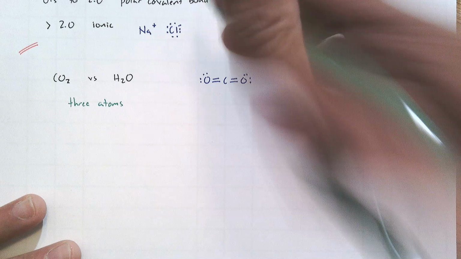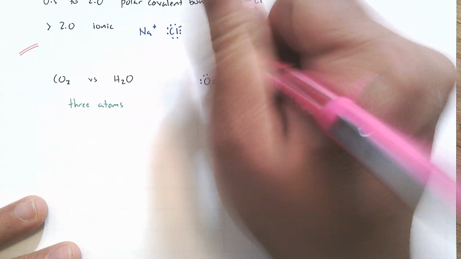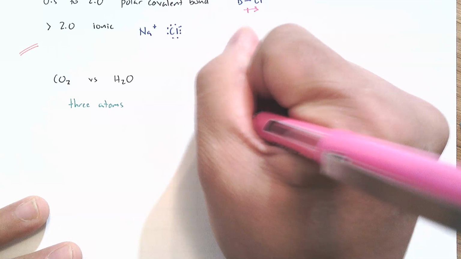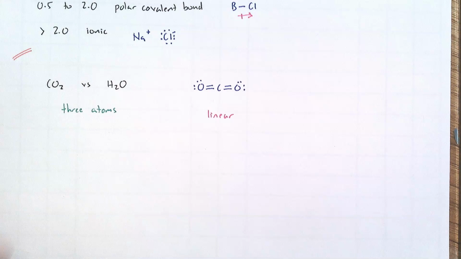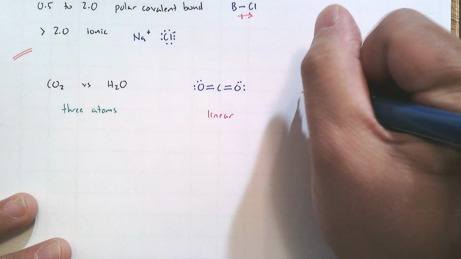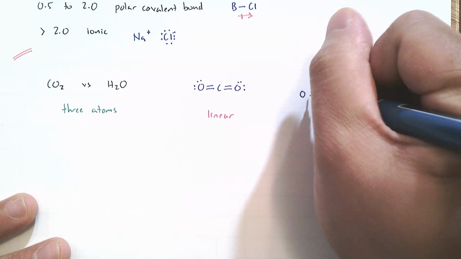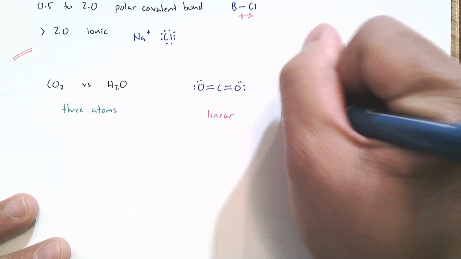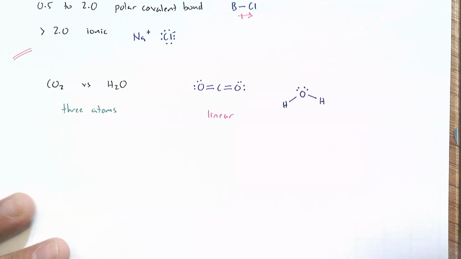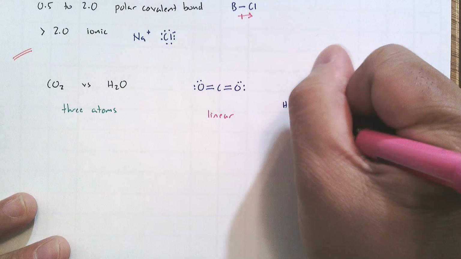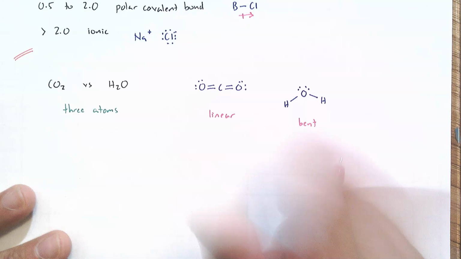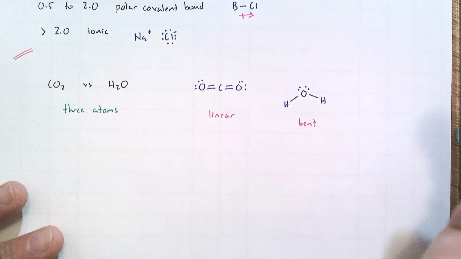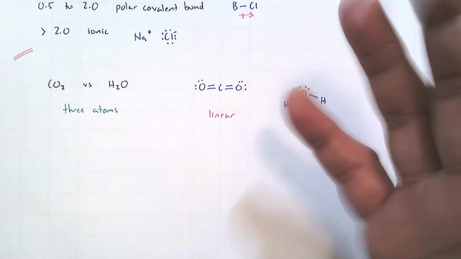It's linear, and you know that this angle is, well, I'm just going to put here linear. The angle is 180 degrees. But for water, the molecular geometry is bent because you have these 2 lone pairs on the central atom. So this is bent. So even though they both have 3 atoms, the molecular dipole, the net dipole, is going to be pretty different.